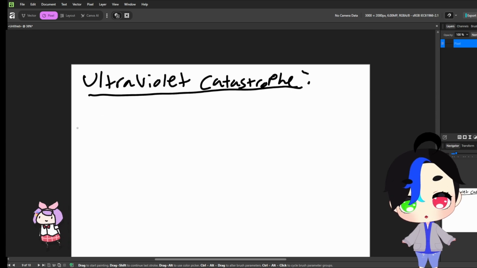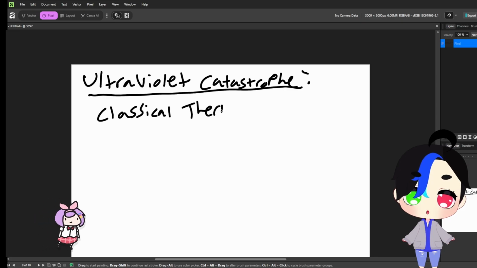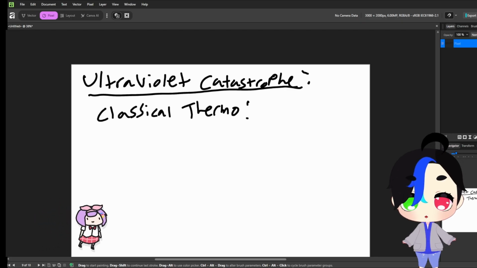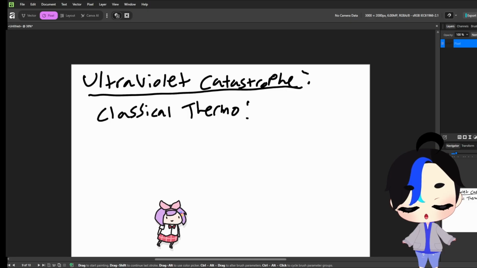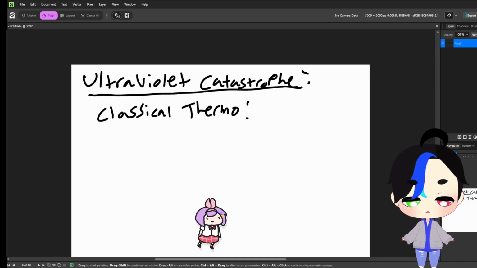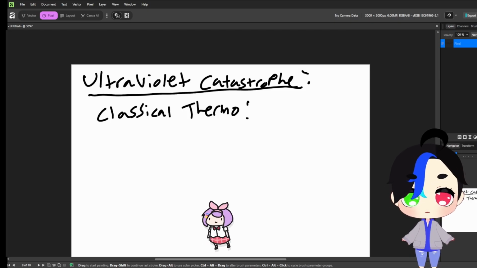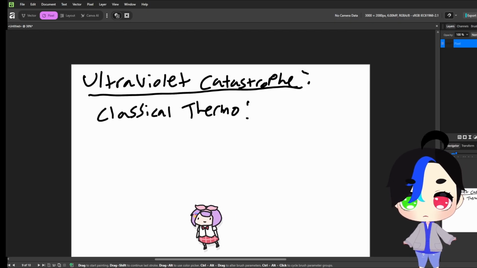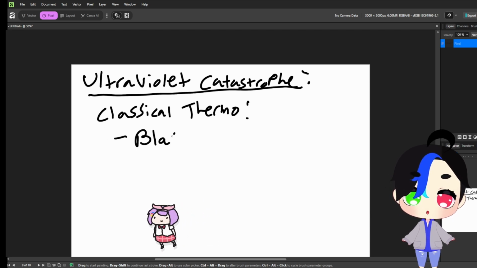So, one of the results from classical thermo and StatMech: everything with a temperature emits radiation. This is called blackbody radiation. So like humans, anything with a non-zero absolute temperature gives off some form of radiation. So, blackbody radiation.